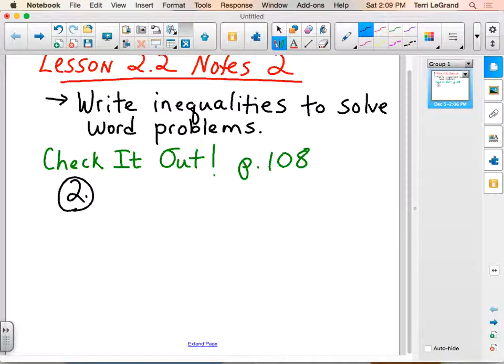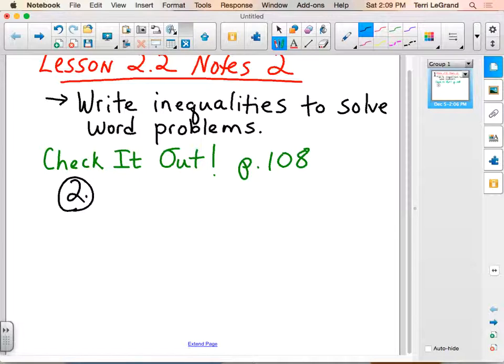Okay, and the first one that we're going to do, there are two of them on that page. We're going to do the one a little bit close to halfway down the page. So Check It Out, and we're going to do problem number 2. The recommended dietary allowance, also known as RDA, of iron for a female in Sarah's age group, 14 to 18 years, is 15 milligrams per day. Sarah has consumed 11 milligrams of iron today. Write and solve an inequality to show how many more milligrams of iron Sarah can consume without exceeding the RDA.